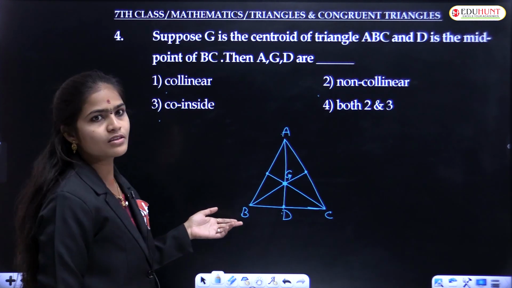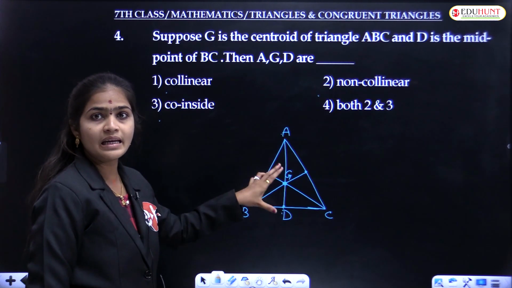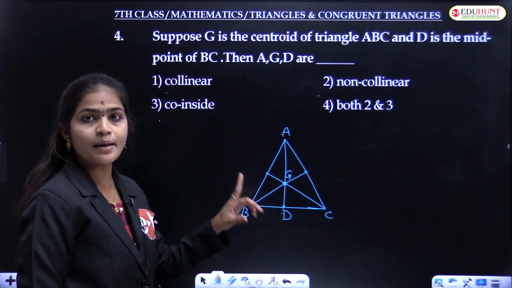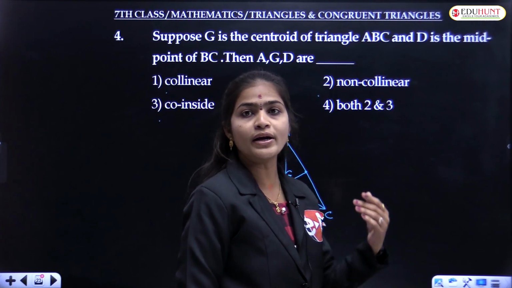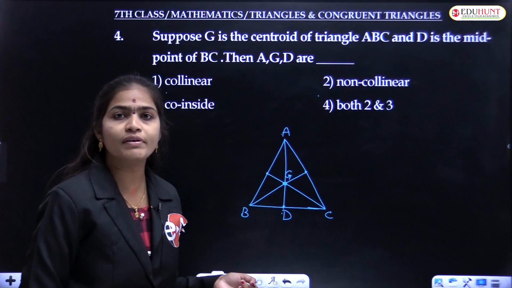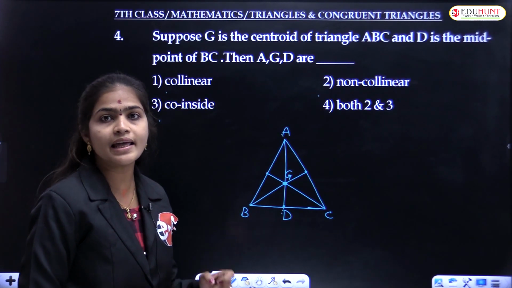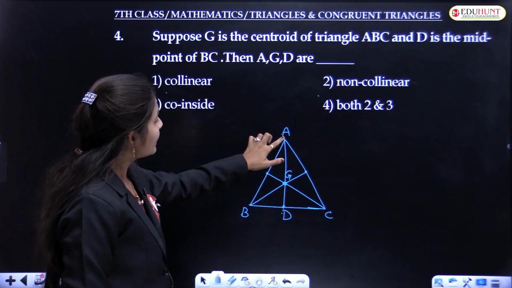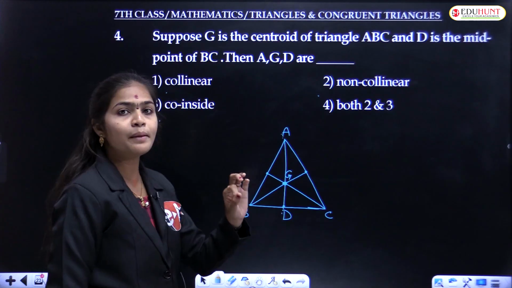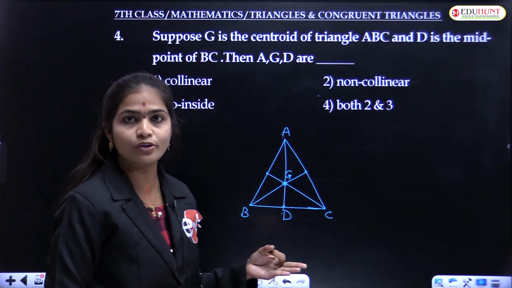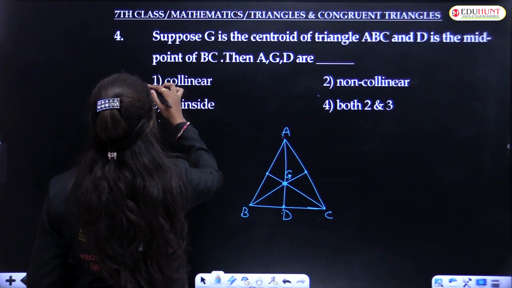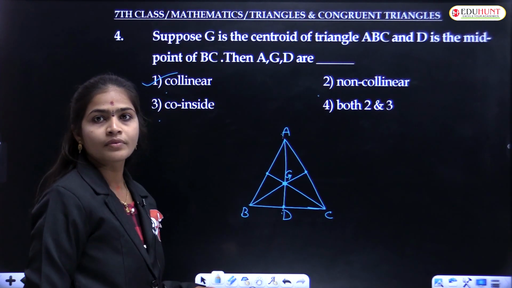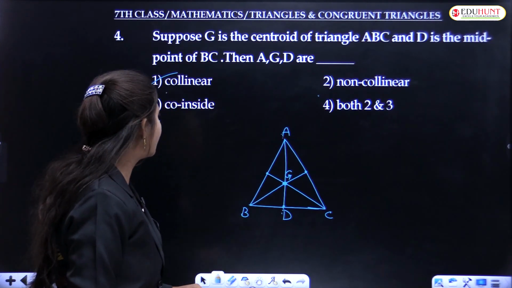Those 3 points do not coincide. Those 3 points lie on the same line. When 3 or more points lie on the same line, we call those points collinear points. So here A, G, D, these 3 points also lie on the same line. So we call that A, G, D are collinear. So option 1 is correct here. Okay, children, let us see the next one.